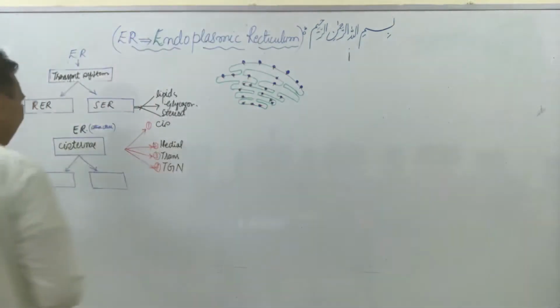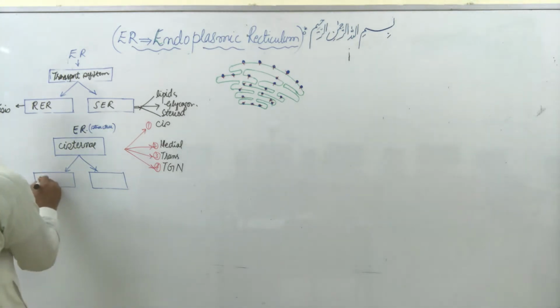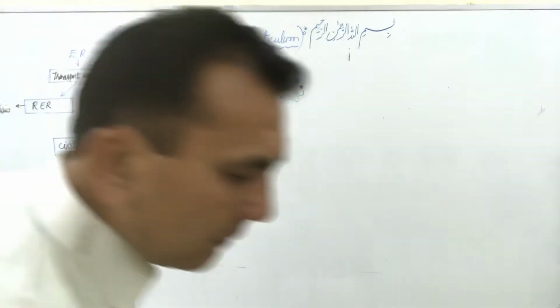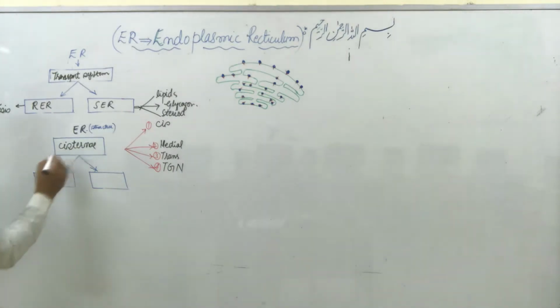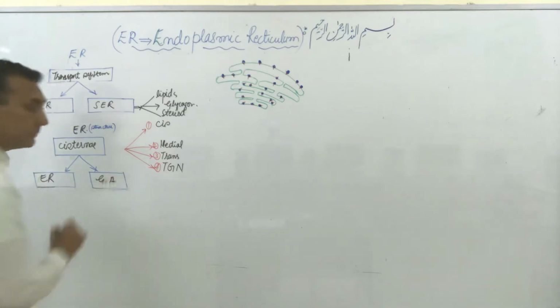Now this cisternae gives the structure of the protein. This cisternae is the main structure of the endoplasmic reticulum and the Golgi apparatus.